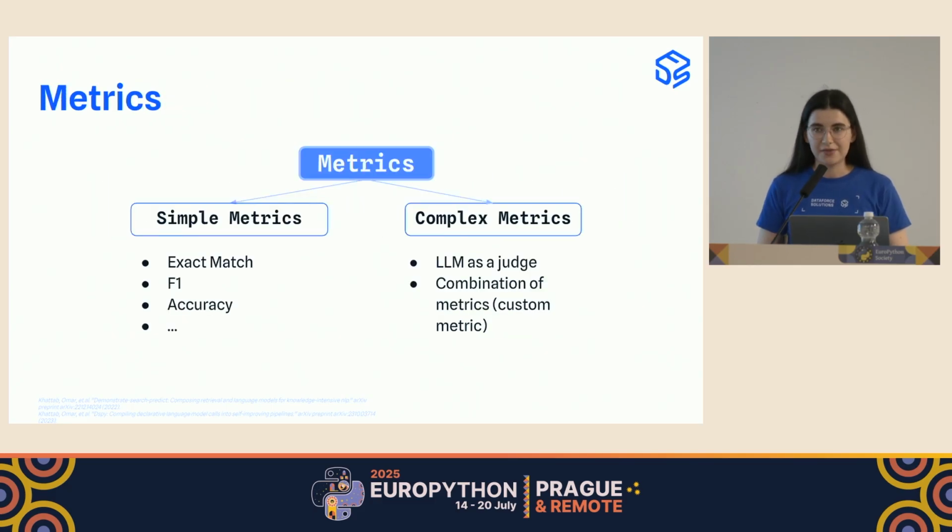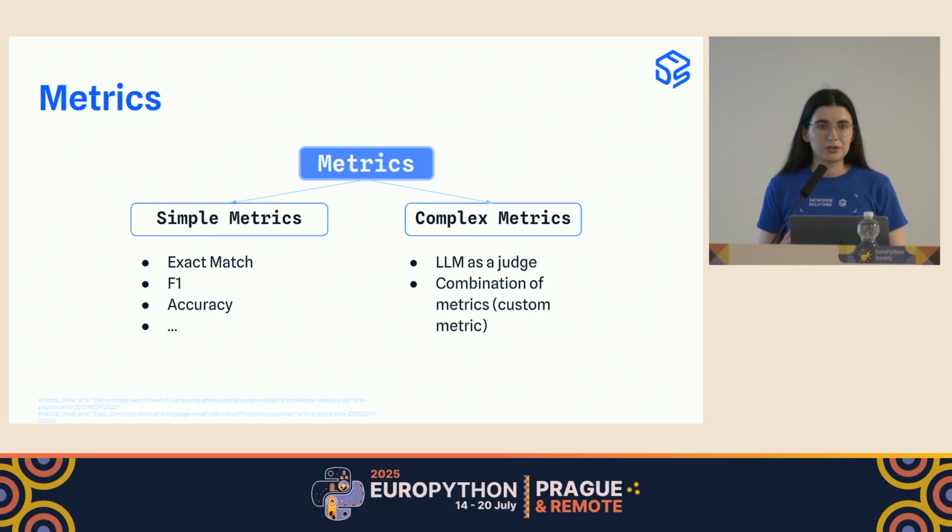Before we proceed with other methods, let us zoom into an important component of this process, the metric. The metric is what tells us whether a model's output is good enough to be saved as a demonstration. In simple cases, we can use traditional metrics, for example, accuracy, exact match, F1 score, etc.